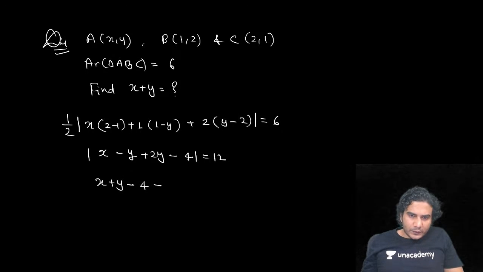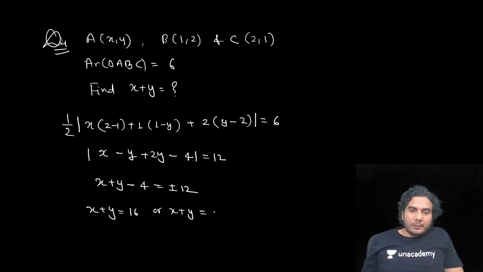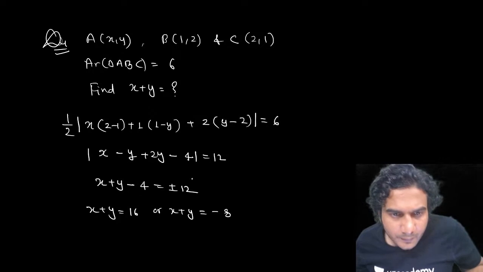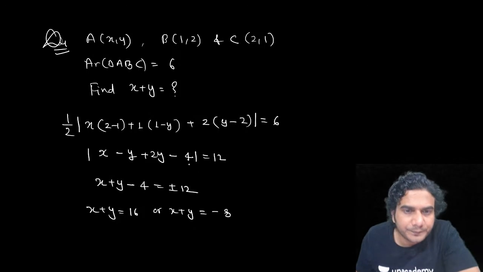x plus y minus 4 is equal to plus minus of 12. So it is going to be x plus y is equal to 16 if you take plus sign, or x plus y is equal to minus 8. Let me check. Wait a minute, let me check the calculation.